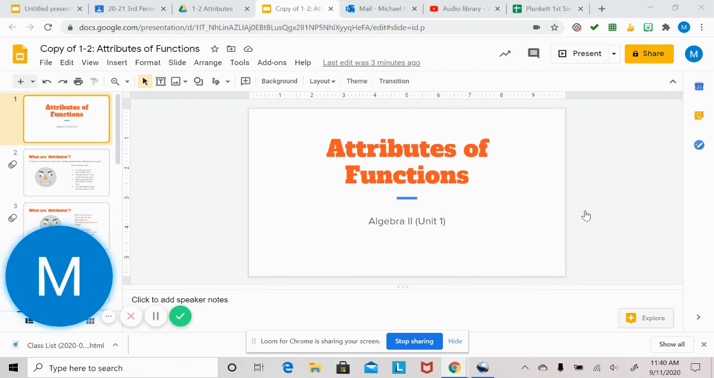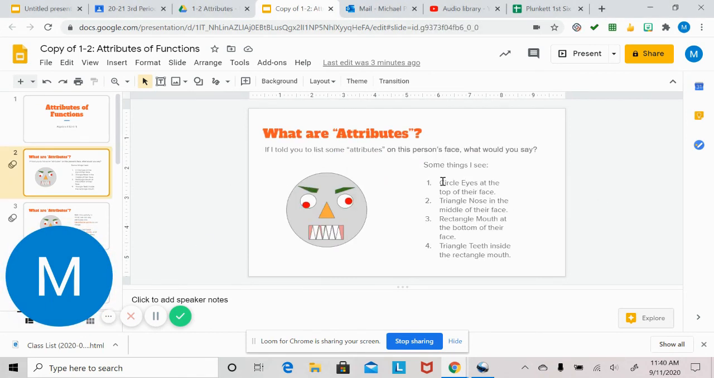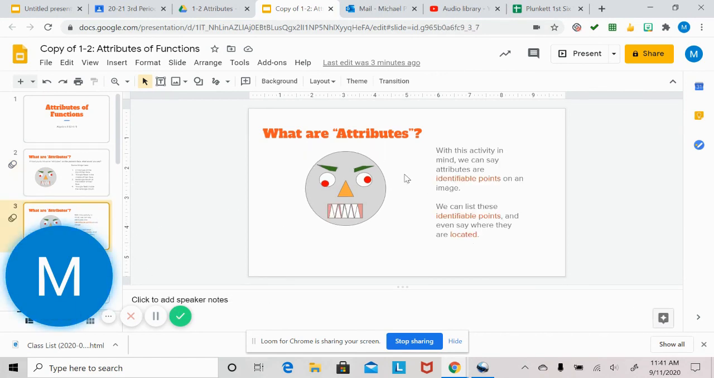Before we talk about attributes in the math sense, we're going to talk about how you might use them in your daily lives. If we're talking about attributes of someone's face, these are things that stand out to you, like their circle eyes, the triangle nose, the rectangle mouth, or the triangle teeth. What we can do with these attributes is treat them as identifiable points. They're points that we can reference and go back to.